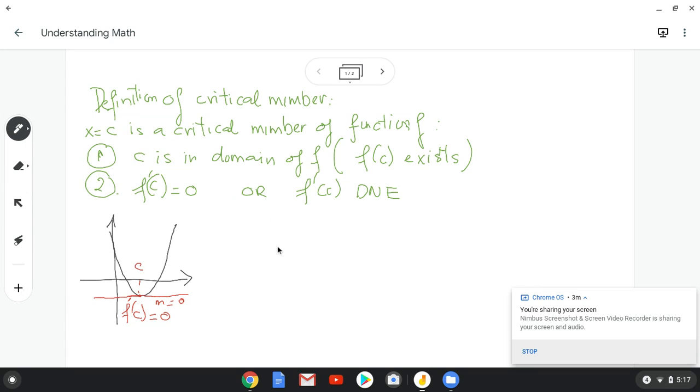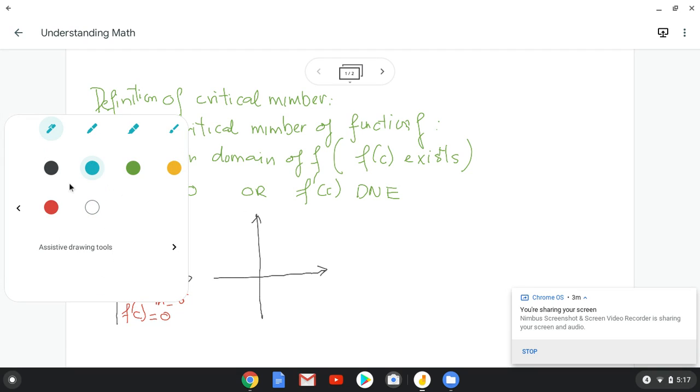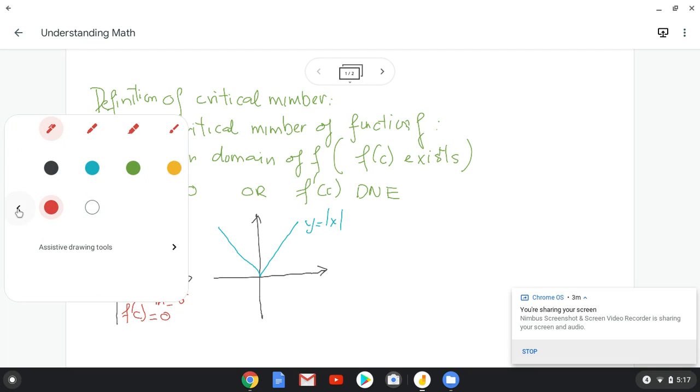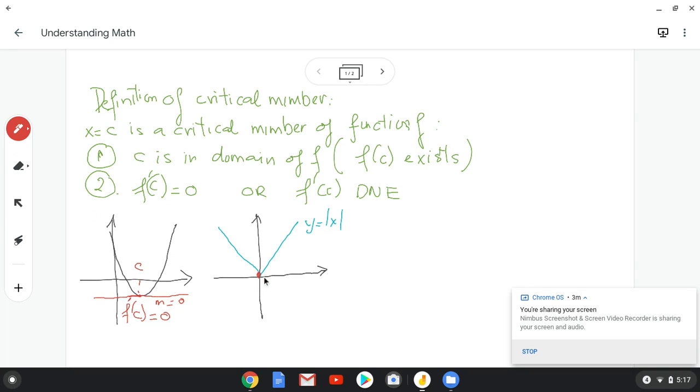So let's see the second one right here. I think it is the very easy example that we usually see, which is the absolute value of x. y equals the absolute value of x. So at this point, x equals 0 right here, we know that f prime of 0 does not exist, right? Why do we know that?